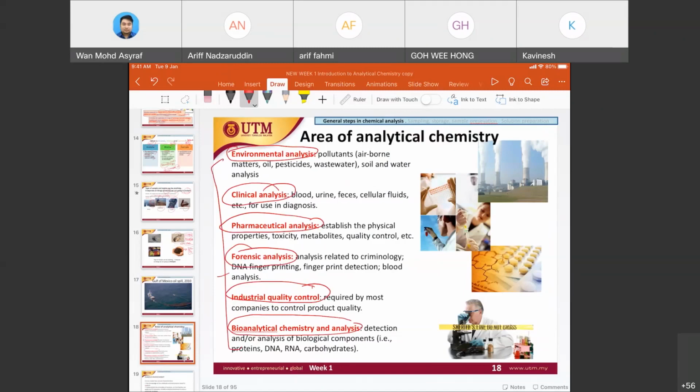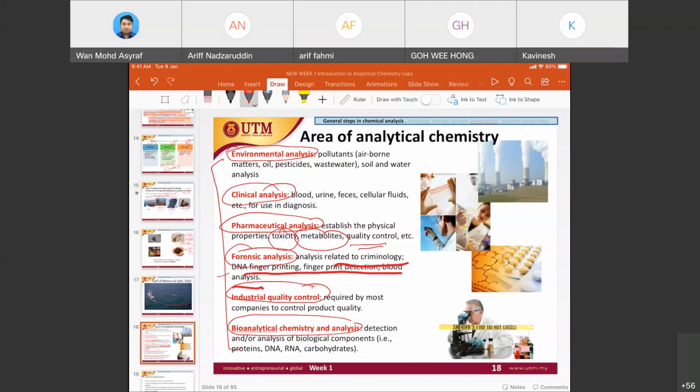Okay. So kita dah ada satu information about for example forensic analysis. Analysis related to criminology, DNA fingerprinting, fingerprint, blood analysis. Okay. The pharmaceutical analysis pun sama in terms of kita nak analyze toxicity, kita nak analyze metabolites, and also if you want to do quality control. So basically analytic chemistry ni is very important in the field of chemistry lah particularly, tetapi in the field of you punya bidang pun is quite important, okay, as what I have mentioned.